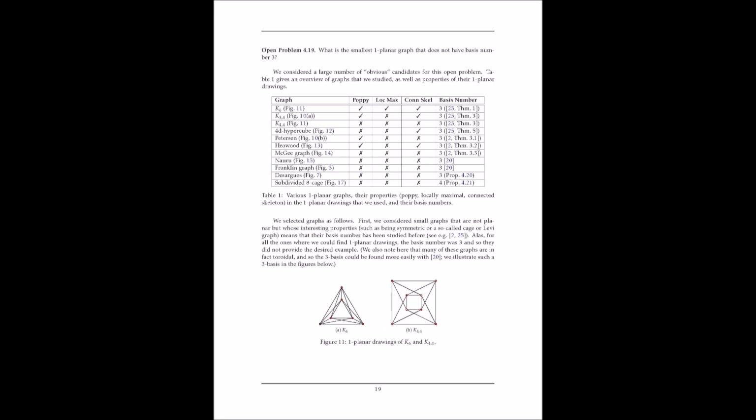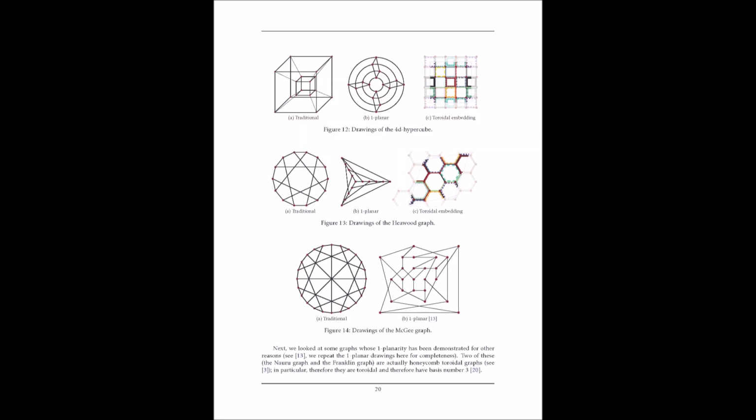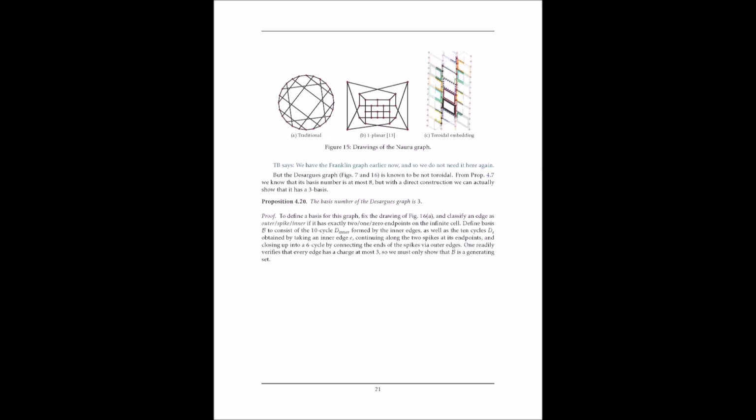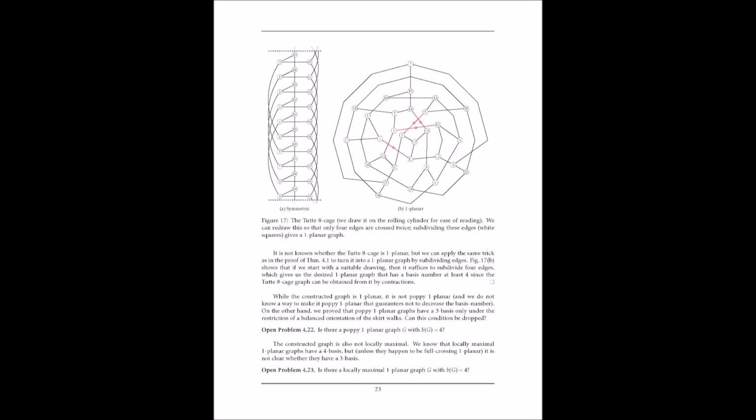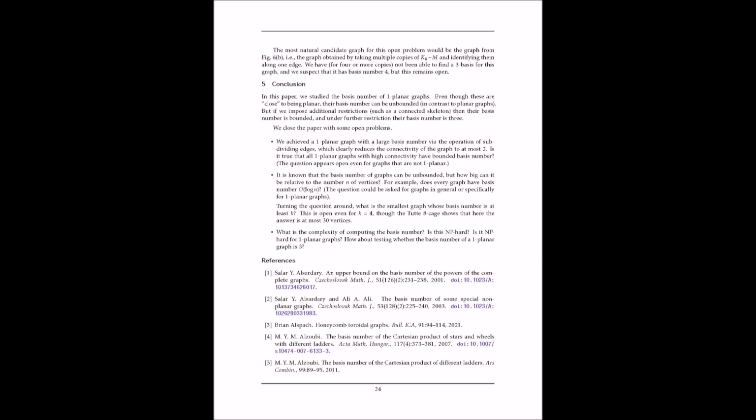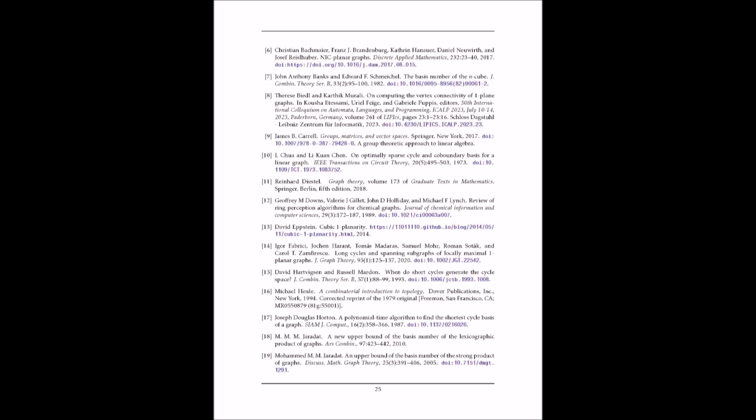But isn't finding such an orientation tricky? It can be, yes. What if a Poppy 1 planar graph doesn't have one? You're sharp. Finding a balanced orientation can indeed be challenging, and not all Poppy 1 planar graphs have one. The paper actually shows that the Petersen graph, a classic non-planar graph, doesn't admit a balanced orientation in its Poppy 1 planar drawing. So a 3 basis for general Poppy 1 planar graphs is only guaranteed if this balanced orientation exists. Exactly. Theorem 4.16 formalizes this result. The existence of a 3 basis for all Poppy 1 planar graphs, regardless of whether they have a balanced orientation, remains an open question.